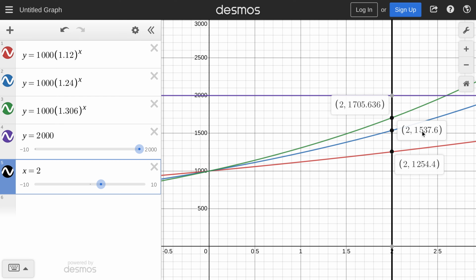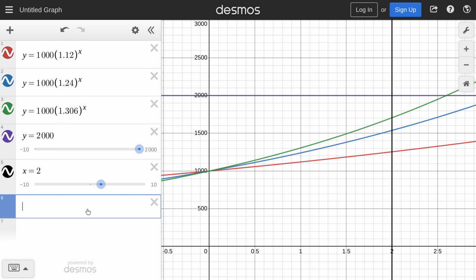1705.636, 1537.6, 1254.4, and we just have to divide them in half. So if I calculate right here, what was this first one? 1254.4. 1254.4 divided by 2. That's the 627.